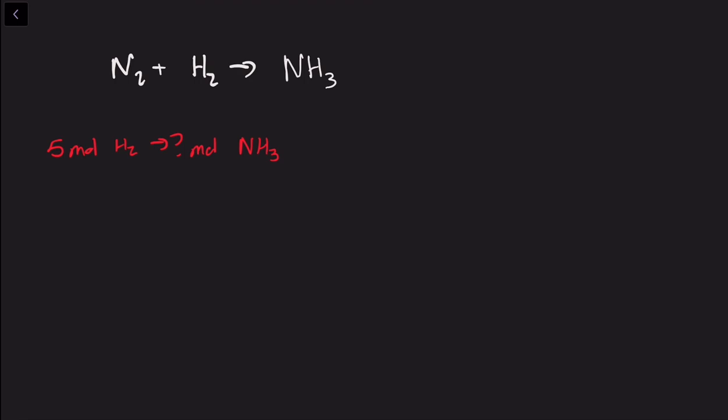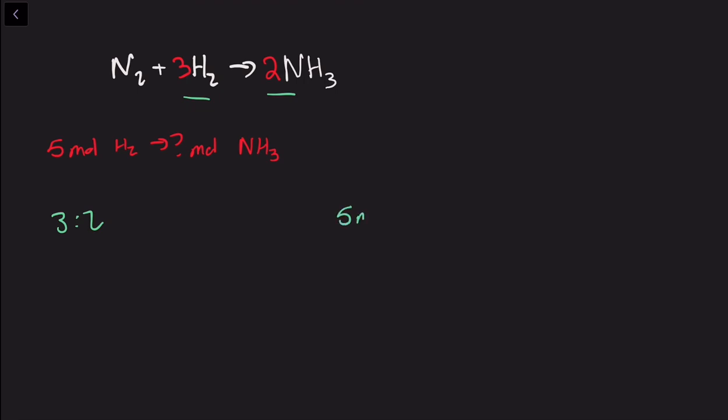So I see on the left side, I have 2 nitrogen. On the right, I only have 1. I can fix this by putting a coefficient of 2 in front of NH3. And then to balance my hydrogen, I can put a 3 in front of H2. Now my equation is balanced and I can look at the ratios. So if I'm starting with H2, I can see that 3 moles of H2 gives me 2 moles of NH3. It's a 3-to-2 ratio.